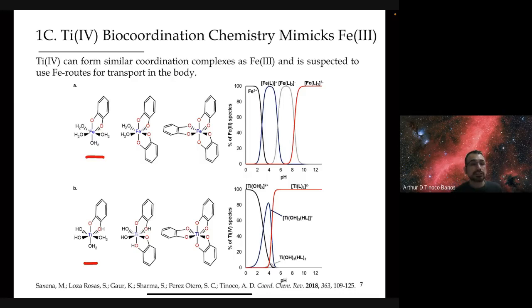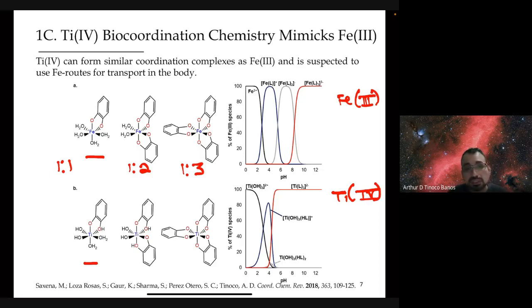They're actually very similar in terms of the type of complexation that we see. We see very similar 1-1 metal ligand interactions, 1-2 metal ligand interactions, and 1-3 metal ligand interactions. But if you look closely, there are some really important differences. So we can look at this from the perspective of the pH-dependent speciation. Here we have the speciation that corresponds to iron 3, and then below we have the speciation that corresponds to titanium 4.